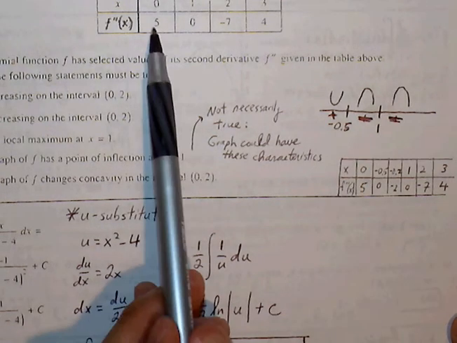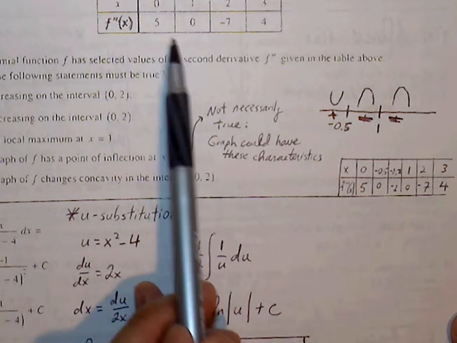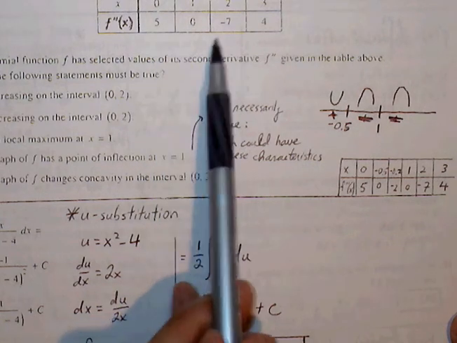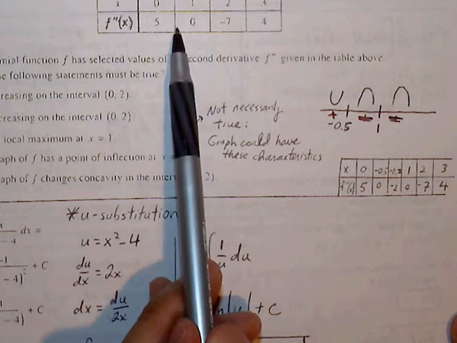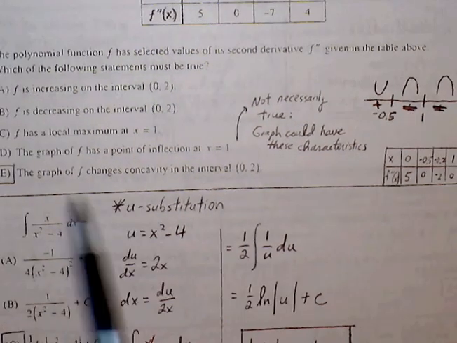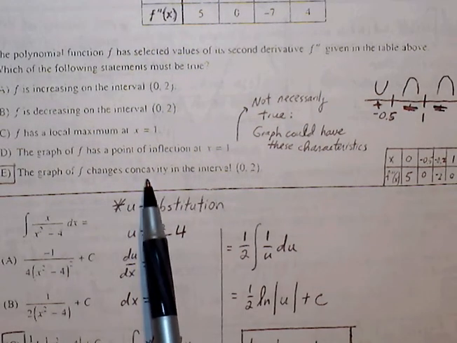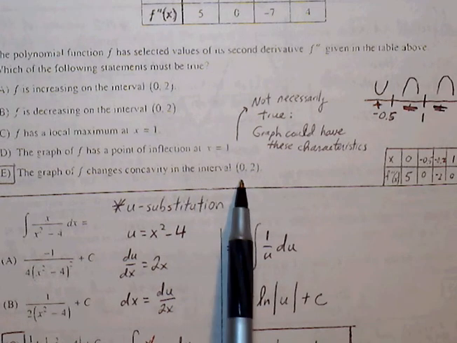However, because there's a change in sign somewhere between 0 and 2, we know that there must be a point of inflection. It's possible it's going to be at 1, 0, but it could be elsewhere. So we have to make a more general statement that f changes concavity in the interval from 0 to 2.